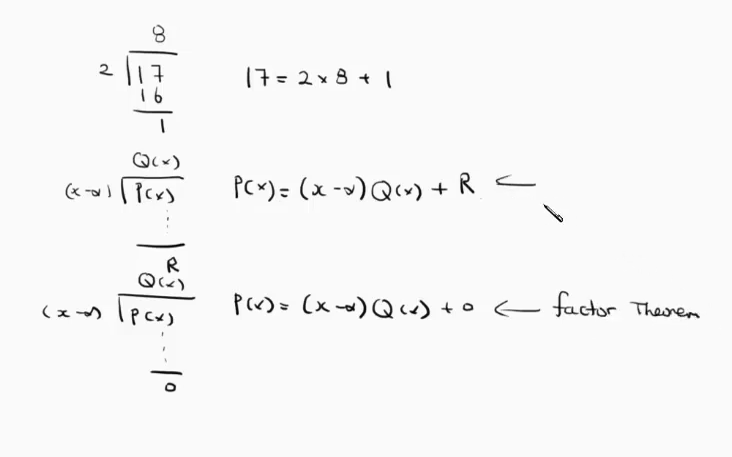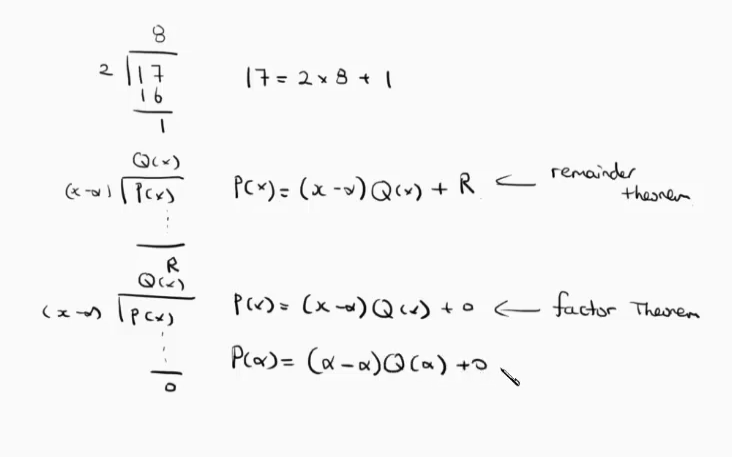This one shows how the factor theorem works. This one shows how the remainder theorem works. So let's have a look. If I plug in alpha here, then this will be alpha minus alpha, times the quotient of alpha, plus 0. Of course, what's alpha minus alpha? It's 0. This whole thing is 0. So you get 0.